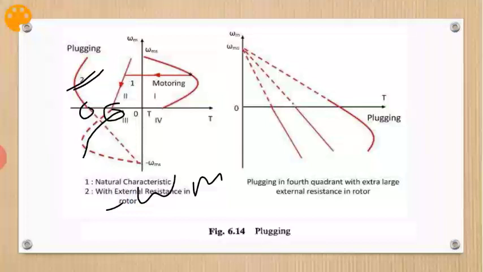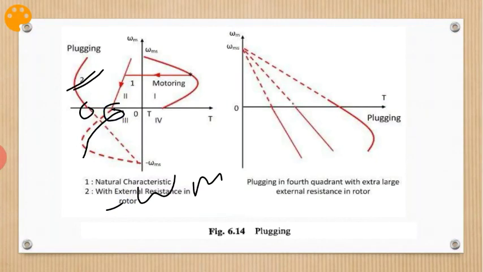So if you want to use this for stopping the motor, it is necessary that the motor should be disconnected from the supply at or near zero speed. As soon as it reaches here, we should disconnect. If we do not disconnect, the motor will be driven in this reverse direction and will operate in the third quadrant. So this makes it necessary to use an additional device for detecting zero speed and disconnecting the motor from the supply.